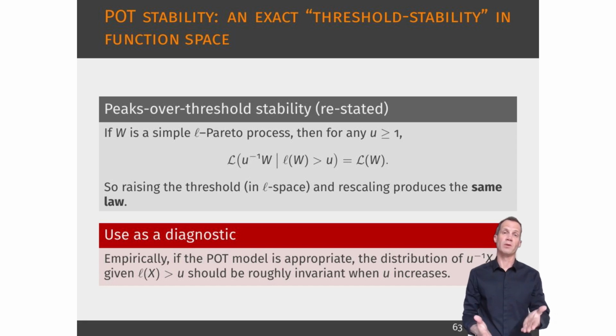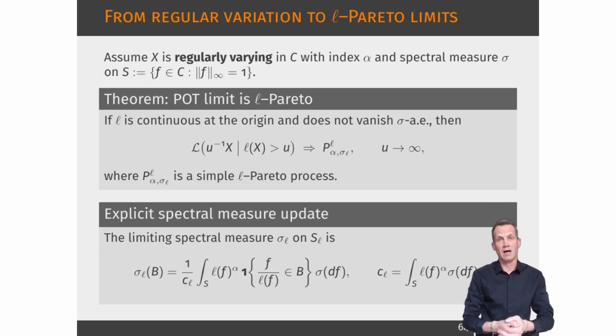If the peaks over threshold model is appropriate, the distribution of rescaled exceedance functions should remain approximately stable when the threshold increases. This gives a diagnostic tool. In applications, we can compare normalized shapes above several high thresholds. If the distributions change substantially, the threshold may be too low, or the chosen cost functional may not capture the right notion of extremeness. The final slide connects the Pareto process with functional regular variation.